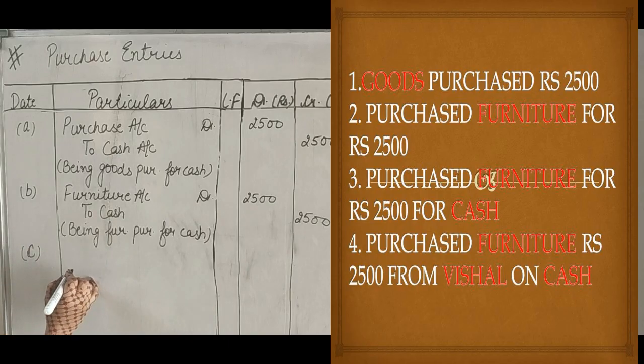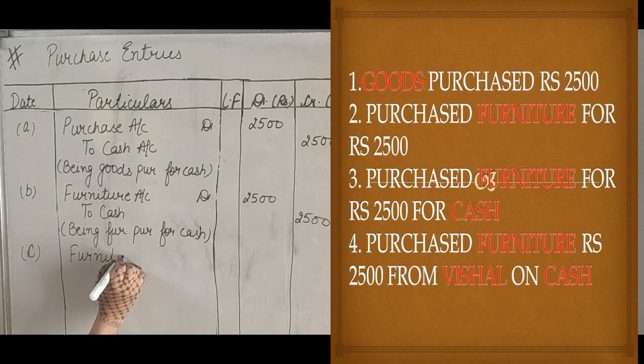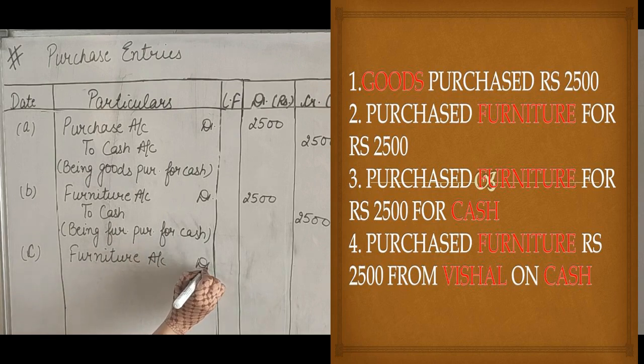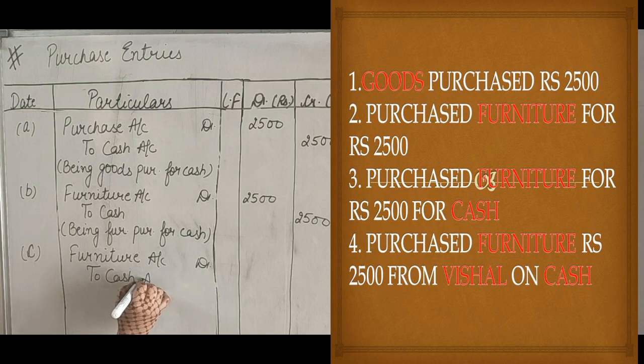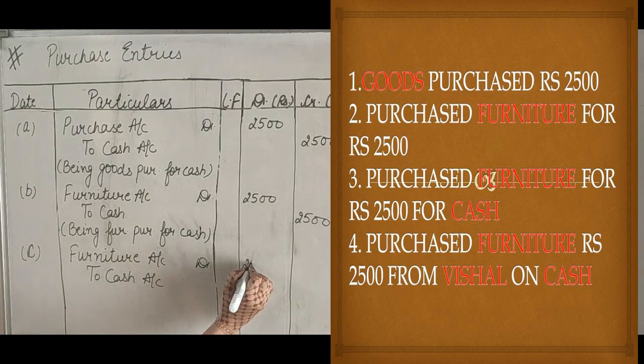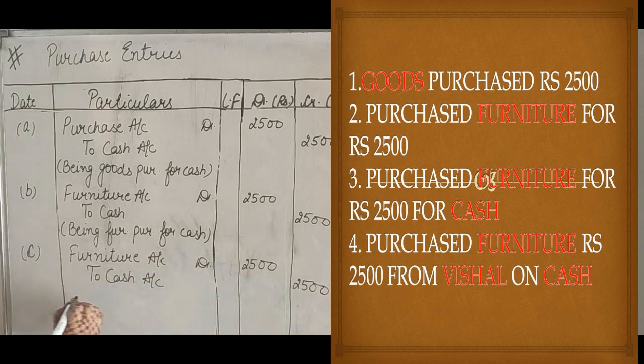Now we create the third entry. Third entry is same like second entry. That means furniture account debit to cash account, and the amount of the furniture is 2500. The narration is also same, being purchase furniture for cash.